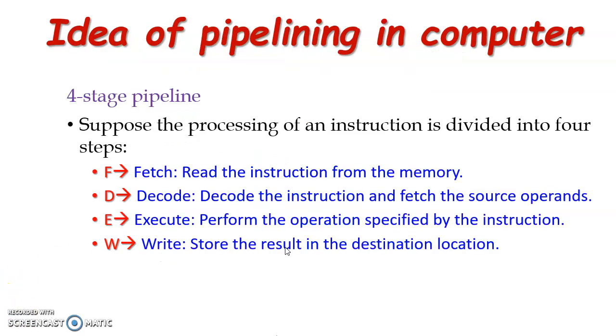Okay, next one is a four-stage pipeline. In a four-stage pipeline, there should be four stages. The first stage is instruction fetch. Here the instruction is fetched from memory. The second stage is decode. It decodes the instruction and fetches the source operand. The third stage is to execute the operation specified by the instruction. And the last stage is to write the result in the specified location.